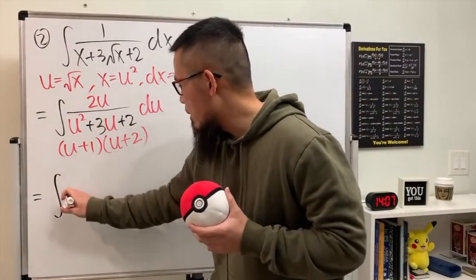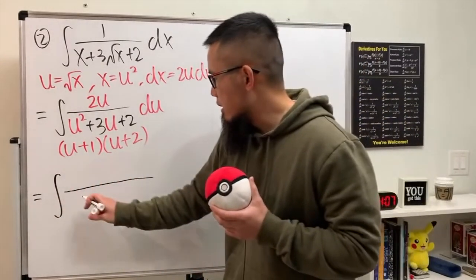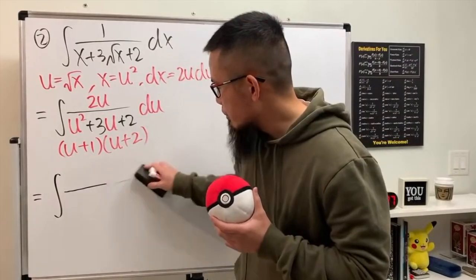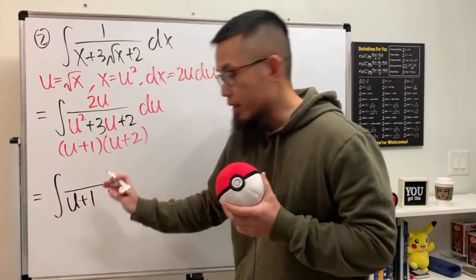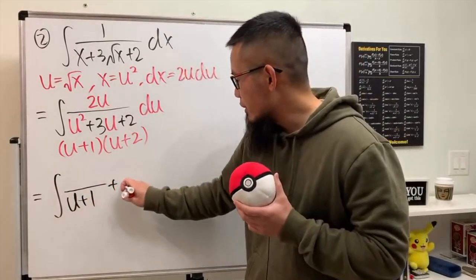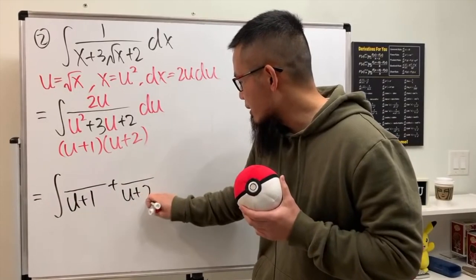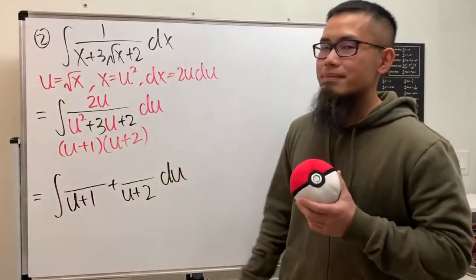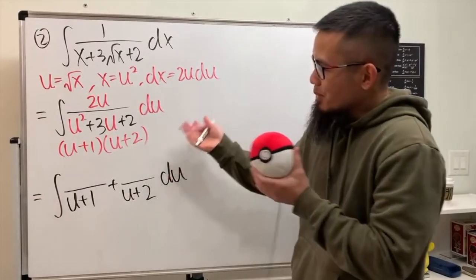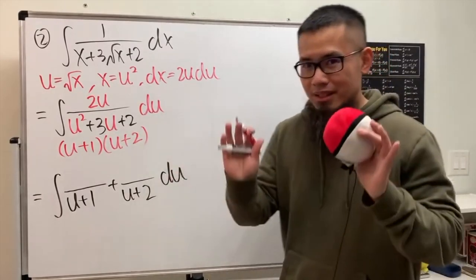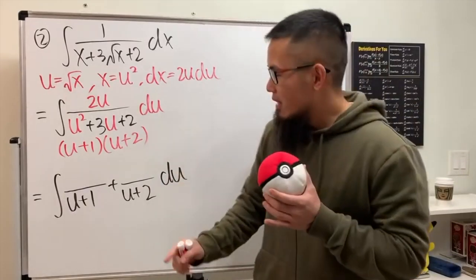Here we have the integral, and then we are going to just have 2 fractions now, because I'm going to do the partial fraction right here. For the first fraction, we will have u plus 1 on the bottom, and for the second fraction, we will have u plus 2 on the bottom. Now, this is my favorite way to do partial fraction, and it works for this kind so well. The cover up method.